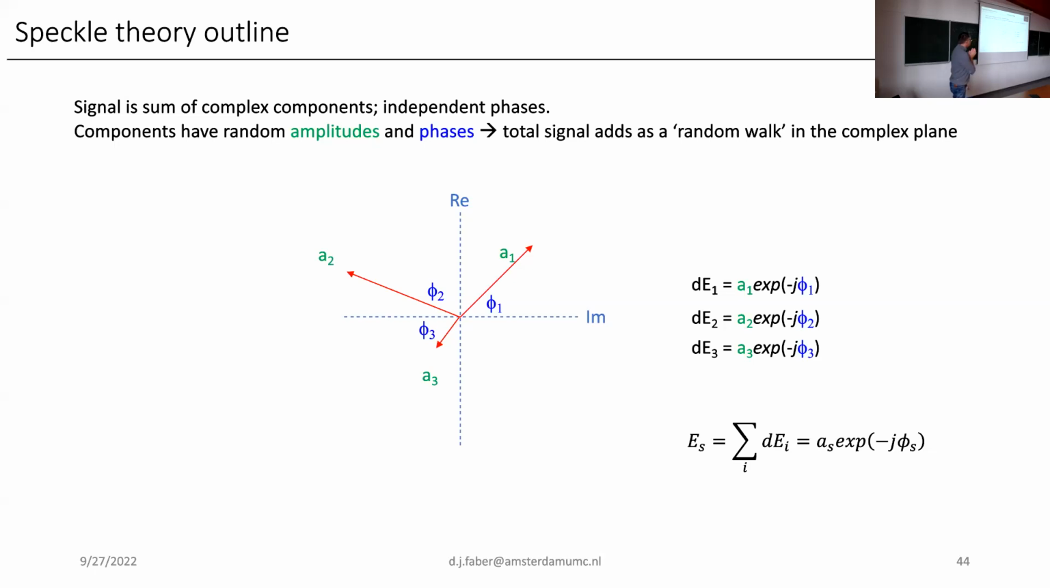So now let's look into that speckle a little bit further. We have all these little parts of the electric field that reach the detector that have independent phases from each other because the locations are different. They can have different random amplitudes because the scattering strength can be different, and we have to add all these little electric fields together.